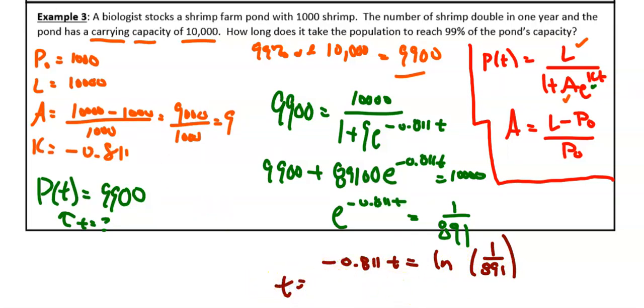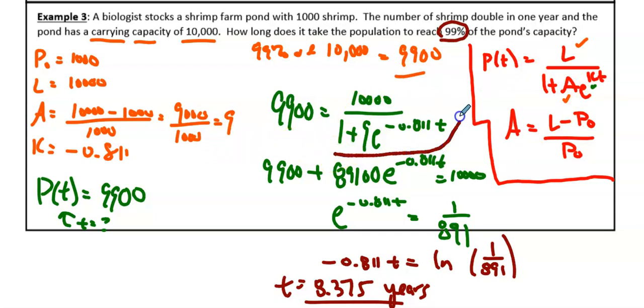And so we get that the time is equal to 8.375 years. So it's going to take 8.375 years to get the population of our pond to 99% of the pond's capacity. As you guys can see in the problem, they do a good job of giving you enough information that you can solve for certain pieces of our equation. Our whole goal really is to get the equation where we have our carrying capacity, our A value, and our K value. That's really what we need to do.